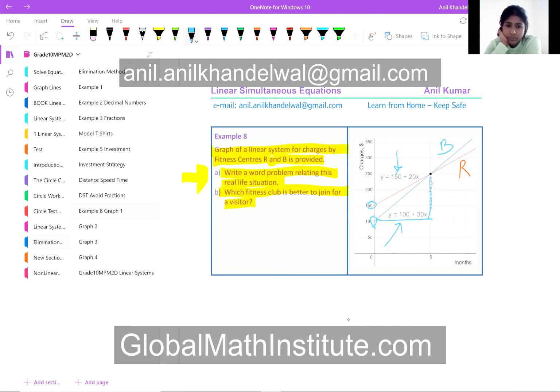These are the two equations, but you can always give your word problem, which is: this is the fixed cost and per visit is so much, is the rate, correct? So the word problem is clear to you. Now, the important thing here is part B. Which fitness club is better to join for a visitor? Visitor means a very short period of time. So you're looking for a line in this case, right? On the left side. So clearly the lower value is for the blue club.